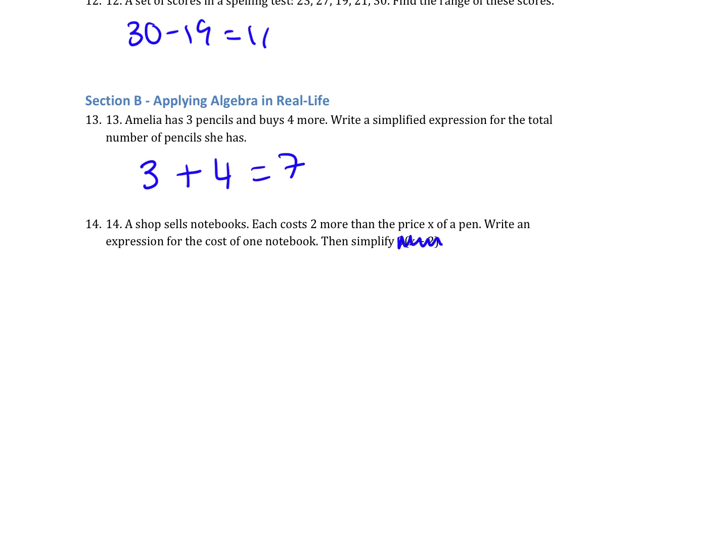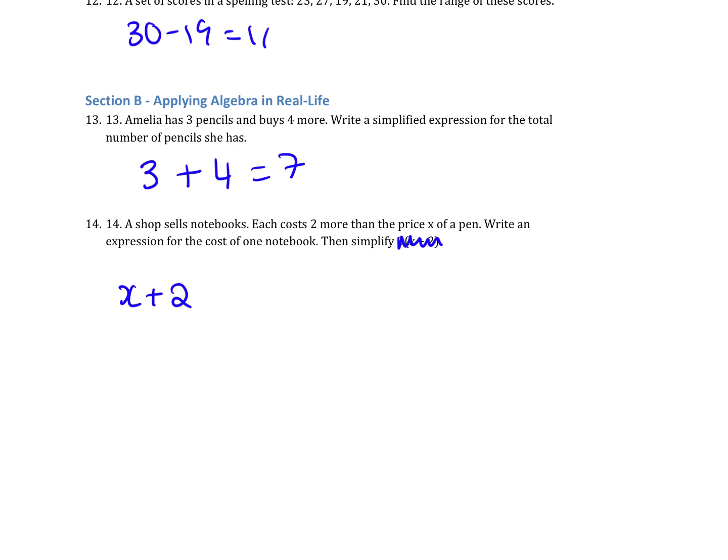So a shop sells notebooks. Each costs 2 more than the price X of a pen. So if X is a pen, you go X and it costs 2 more. So it has to be X plus 2. Okay? And then it says each costs 2 more than the price X of a pen.